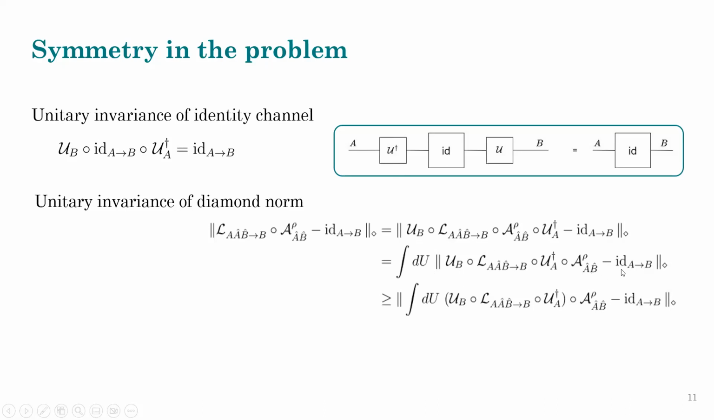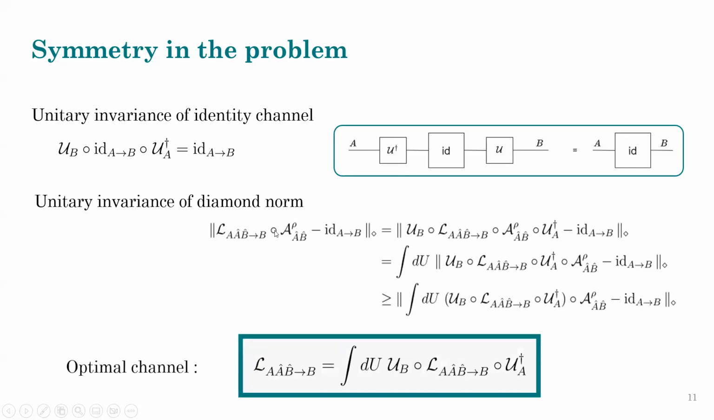We can average over all these unitaries, and using the convexity property of the diamond norm, we can bring the integral inside and look at the dual channel. And what we can say is that this dual channel is always going to perform as well or better than the original channel that we're looking for. And so that suggests that the optimal channel has to obey this symmetry, that it doesn't change under the action of twirling.